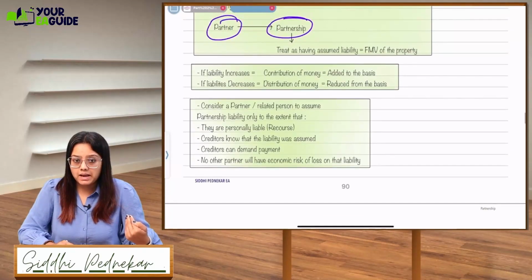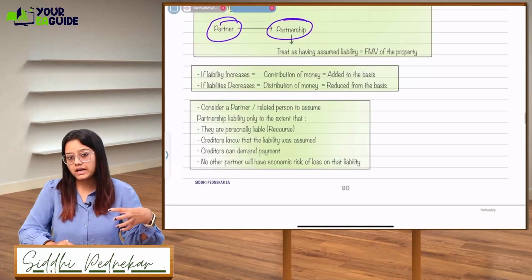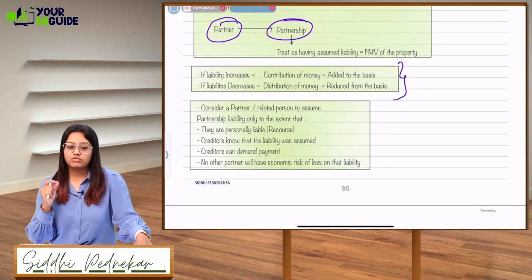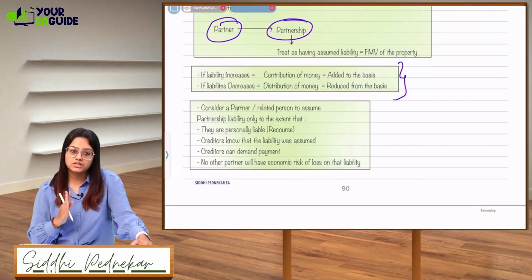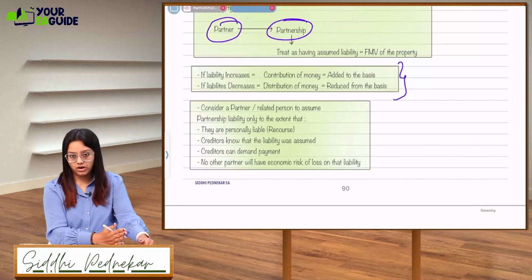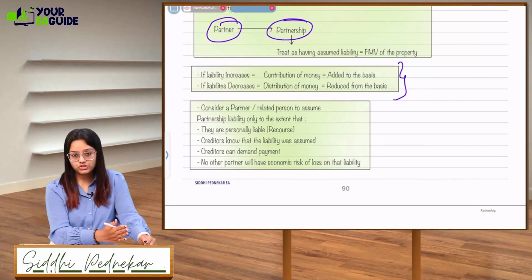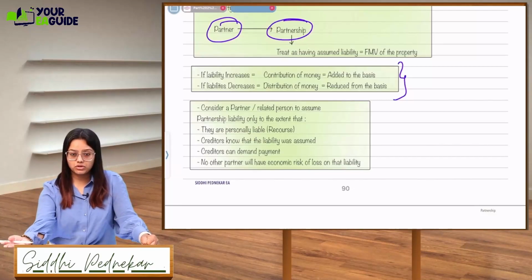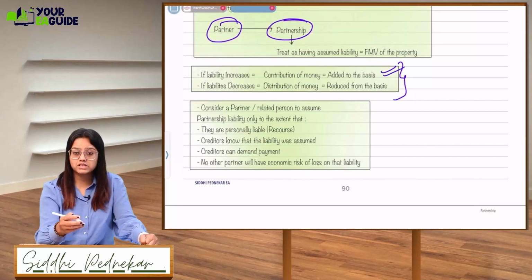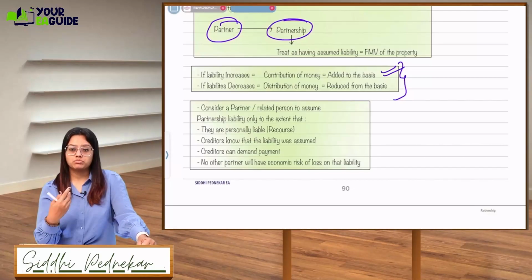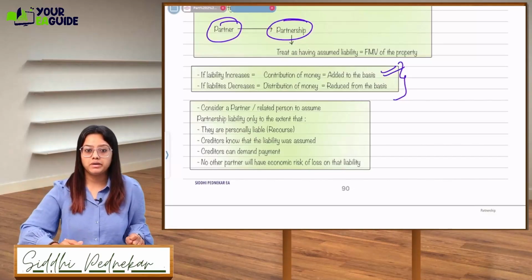So next, if a liability increases, that is a contribution of money and it is added to the basis. If a liability decreases, this is a formula which you can remember. Even if you're not able to understand the concept, just remember: if the liability increases in the partnership firm, whatever contribution you have made to the firm is, for the firm, a liability. They are anyways going to pay it at any time to the partner, so you increase your own basis, those who are contributing it. If liability is decreasing, it will be a distribution and a reduction of the basis will be done.